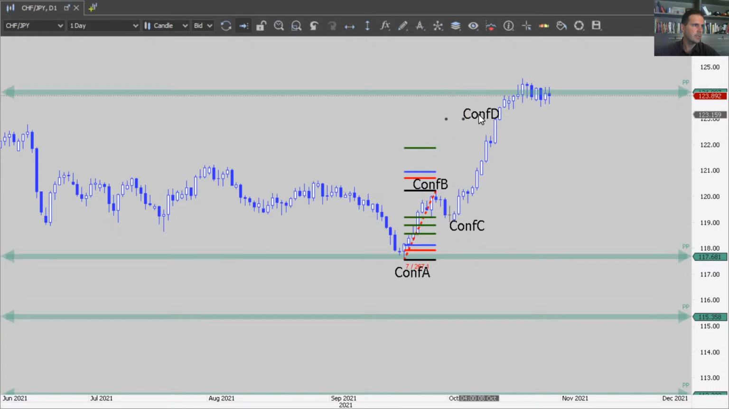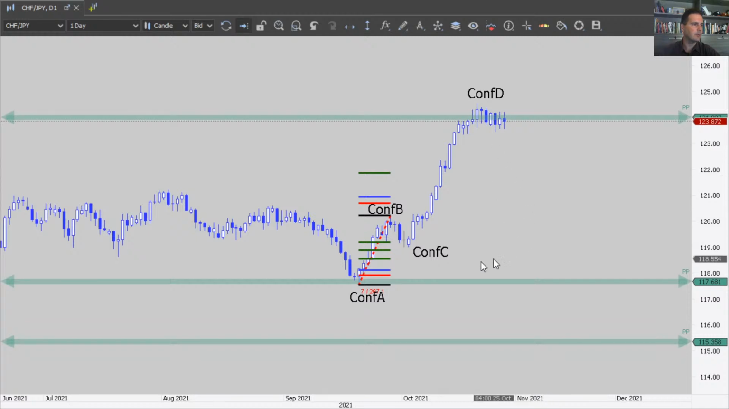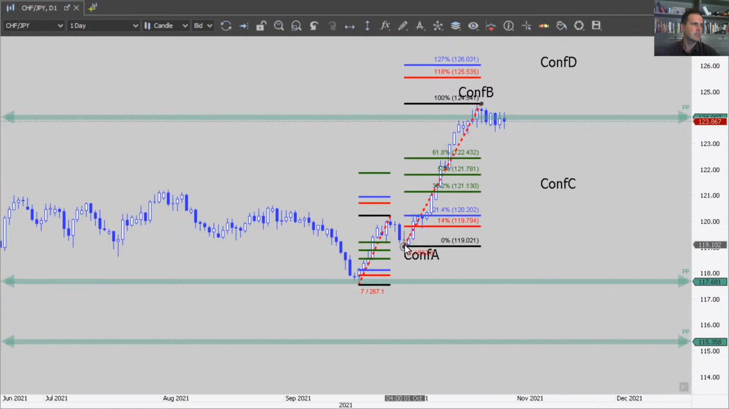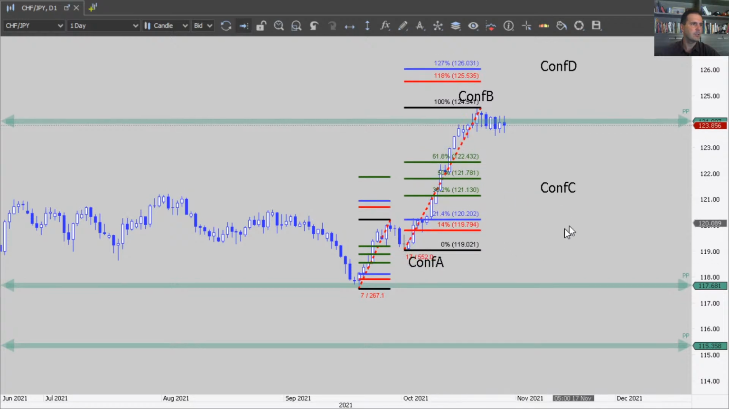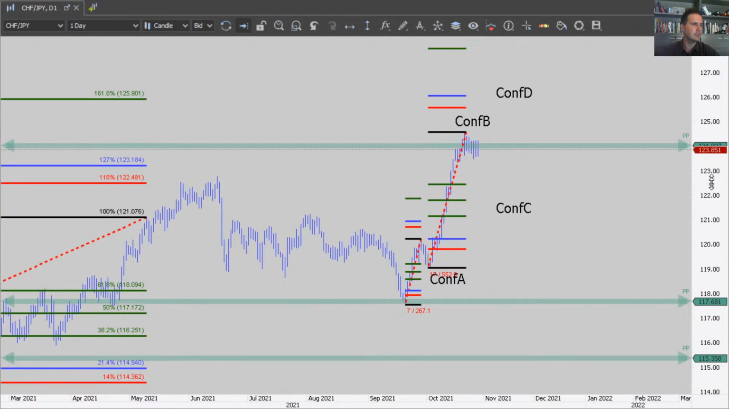1, 2, 3, 4, high. How to adjust the confirmation Fibonacci in an uptrend? Well, the same rules apply from the picture. Confirmation A goes to confirmation C, and confirmation B goes to confirmation D. And this is our confirmation Fibonacci from the daily chart.